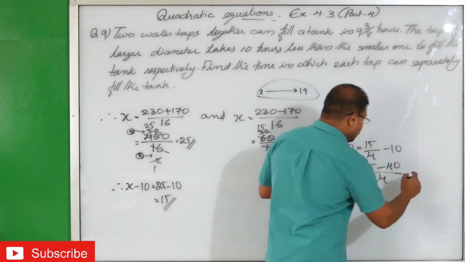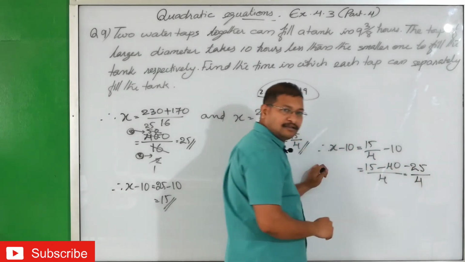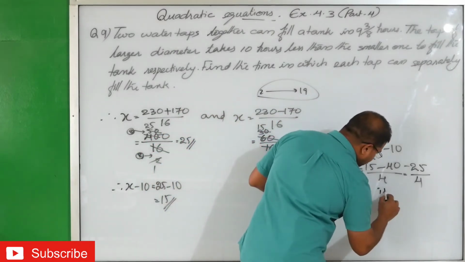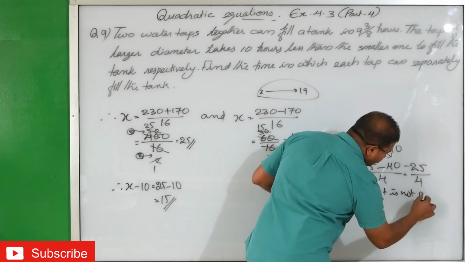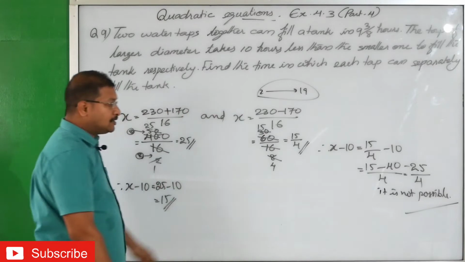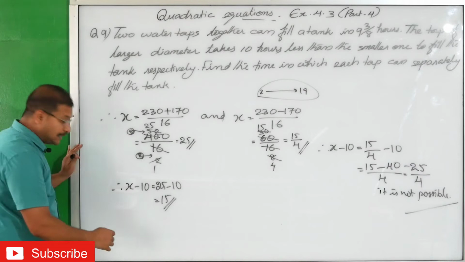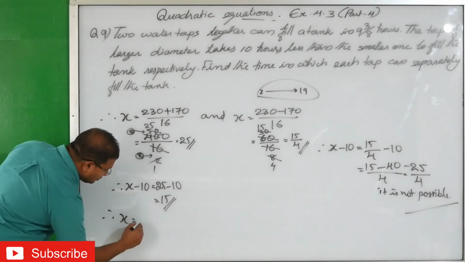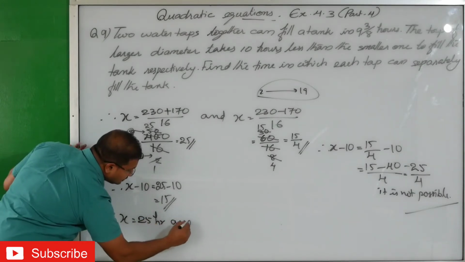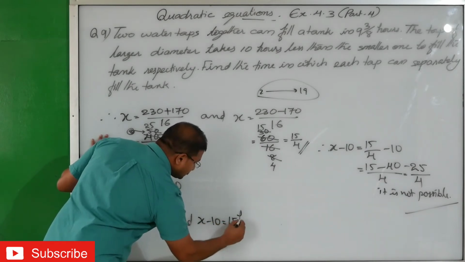So this will be minus 25 by 4. If you get a negative time, it is not possible, because we are getting minus 25 by 4. Therefore, x equals 25 hours and x minus 10 equals 15 hours.